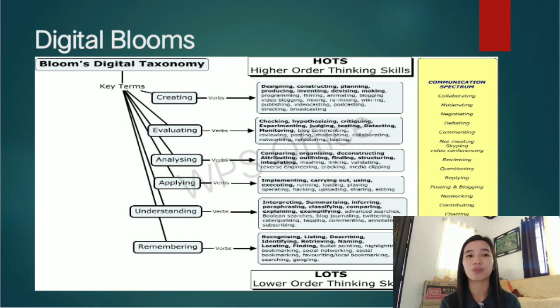Analyzing is comparing or organizing. While applying simply means that you need to implement, carry out, or use, executing, like uploading and sharing. For understanding, you need to interpret, summarize, or paraphrase sentences. From remembering, it is recognizing, listing, describing, and also identifying each location. So with this graph, you identify how higher order thinking skills and lower order thinking skills are much different from each other.